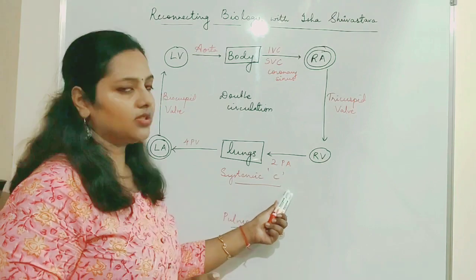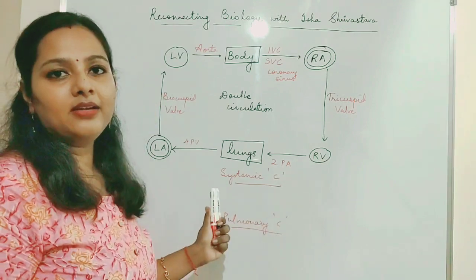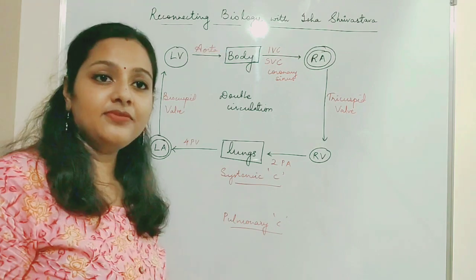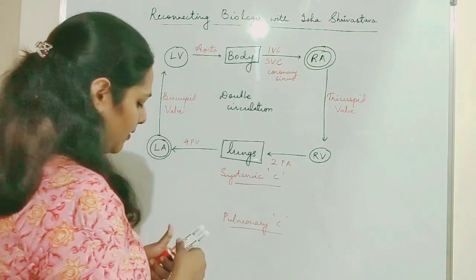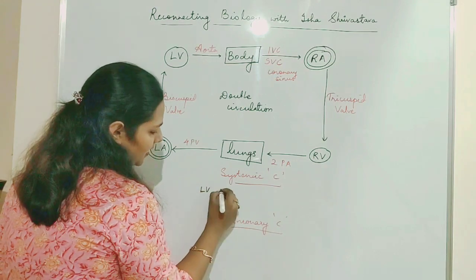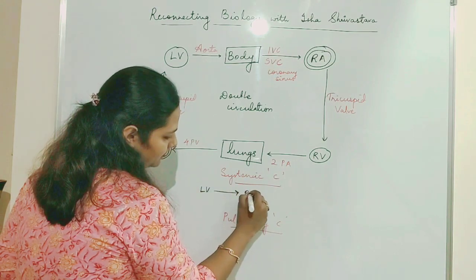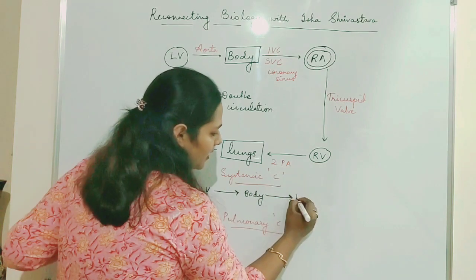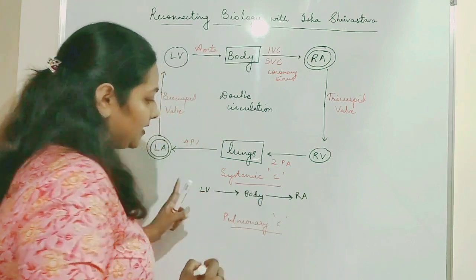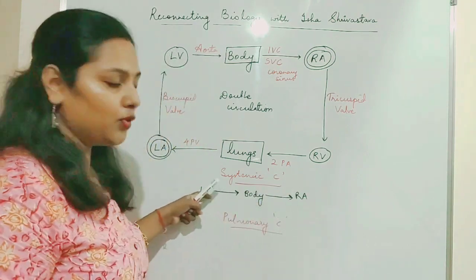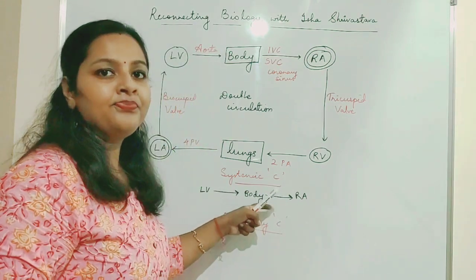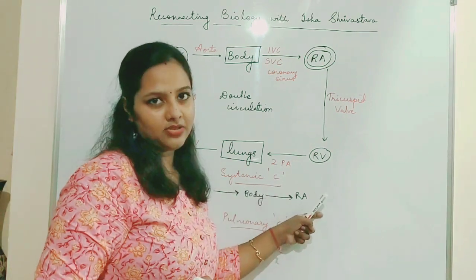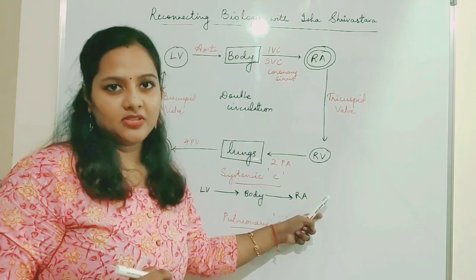The systemic circulation is the circulation of blood through the body parts and back into the heart. Blood leaves the heart from the left ventricle, enters the body, and then enters the heart at the right atria. This part of circulation which flows through the body is called the systemic circulation. From the left ventricle to the body to the right atria is the systemic circulation.